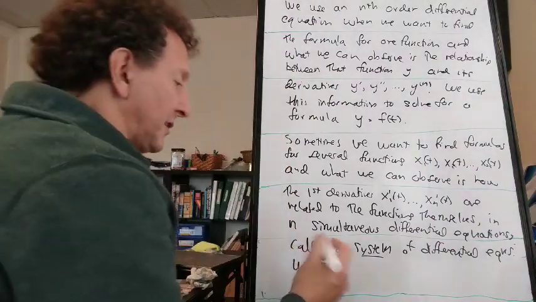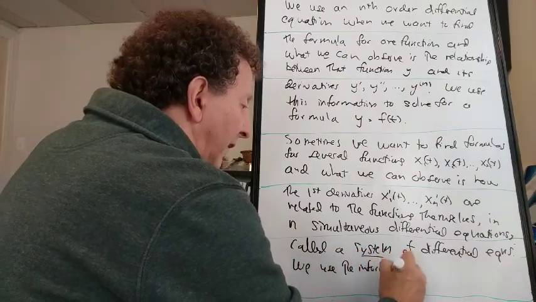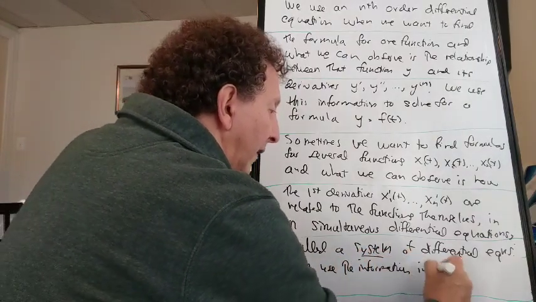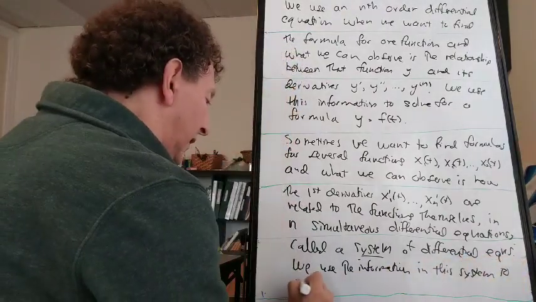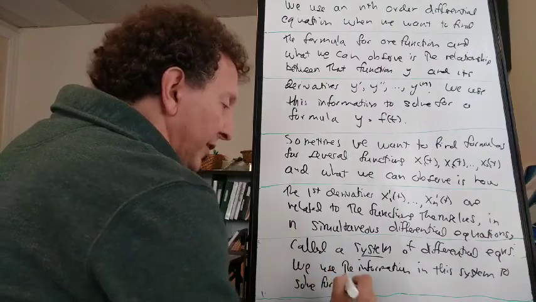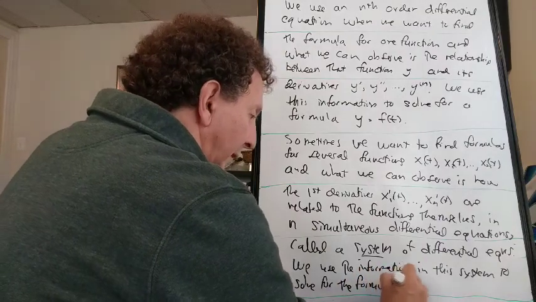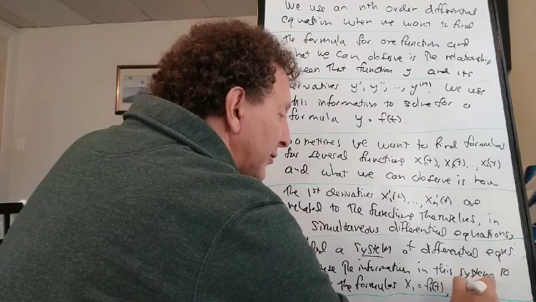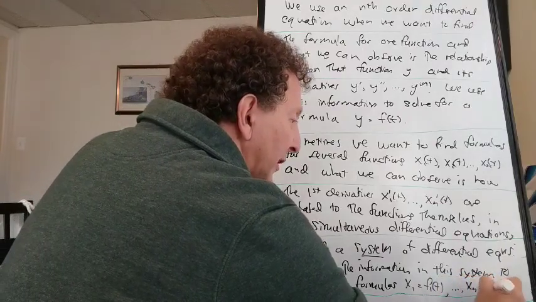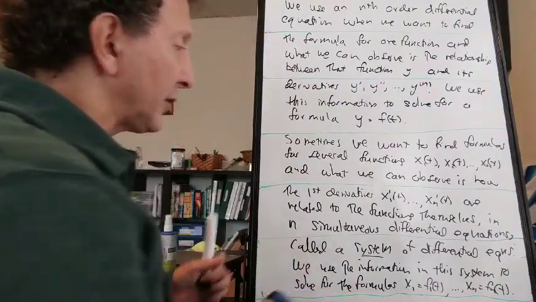So we use the information in the system to solve for the unknown formulas. Something like x1 equals f1 of t, x2 equals f2 of t, etc., xn equals fn of t. Let's look at an example of a system of differential equations.